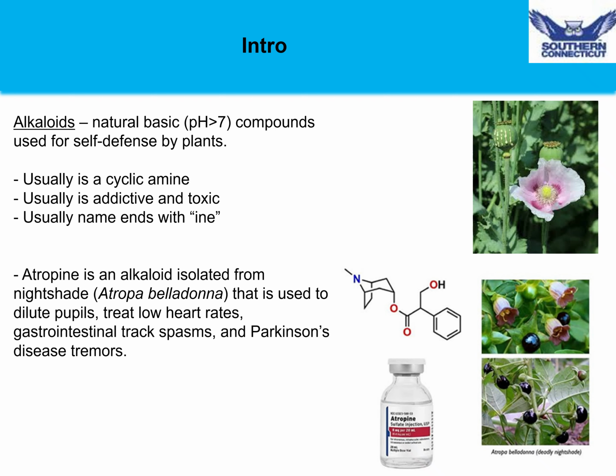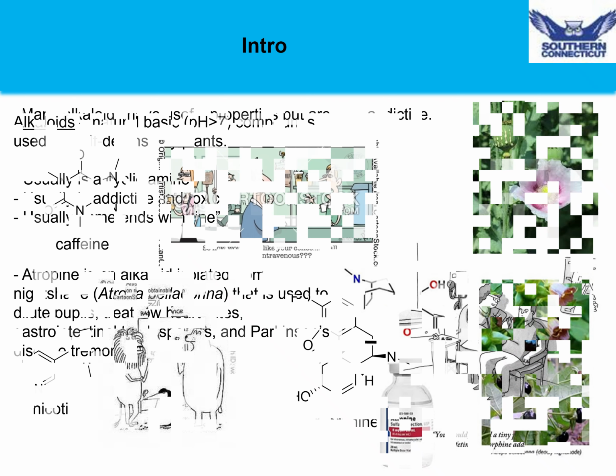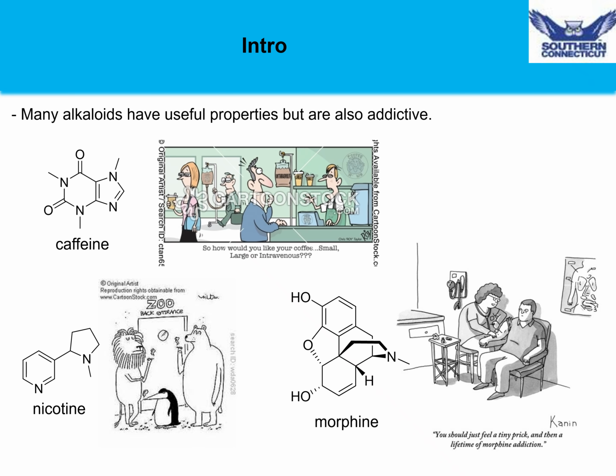An example of an alkaloid is atropine, which is an alkaloid isolated from nightshade, and is used to dilate pupils, among other things, in medicine. Many alkaloids have useful properties, but unfortunately many of them are also addictive. For example, caffeine, nicotine, and morphine are all examples of alkaloids.